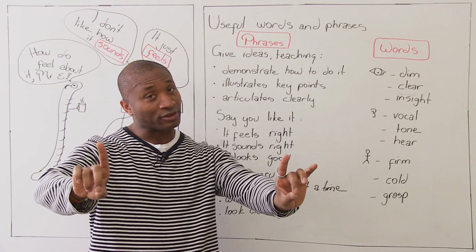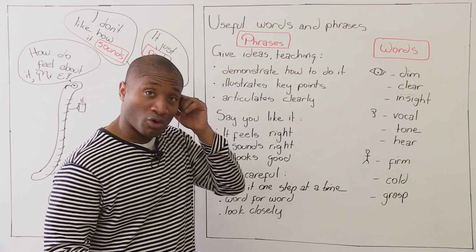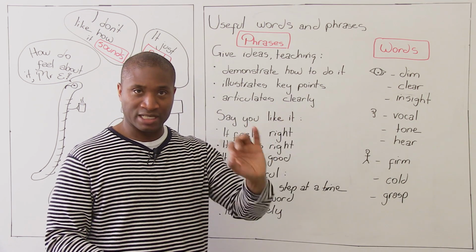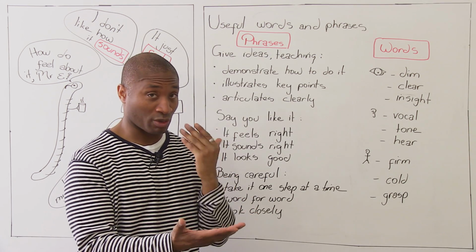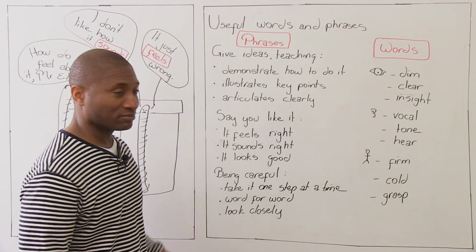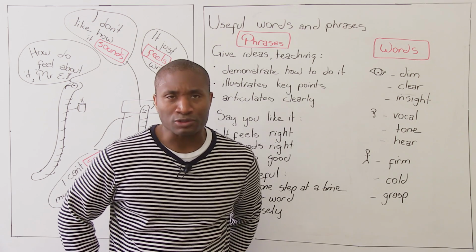I want word for word. Once again, they're telling you, remember, auditory, they're saying, be clear. I need to hear each word, or I need to see each word, or I won't understand. And finally, the visual. Look closely.